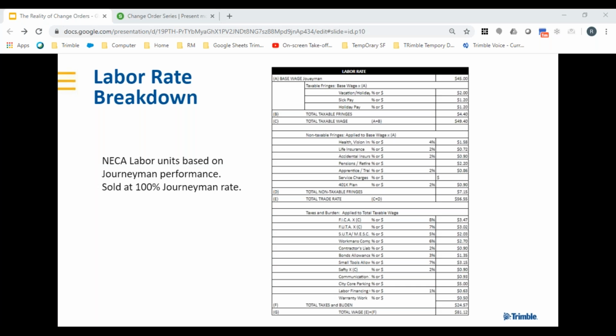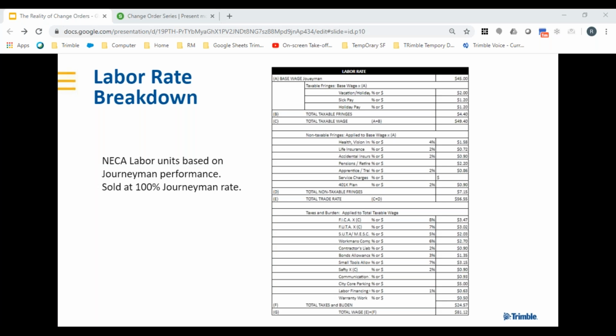Labor rate breakdown. Once again, go back, look at your breakdowns, and make sure that you're getting these costs built in. In this case, I've got a wage of $45 an hour that's paid to my journeyman. By the time I put in all the incidental elements, the influences of that labor, I've got a total of $81.12. Once again, these numbers aren't accurate. You need to make them accurate for yourself, and you need to have that at your beck and call so that you can validate that pricing, especially in those first change orders that you're submitting.